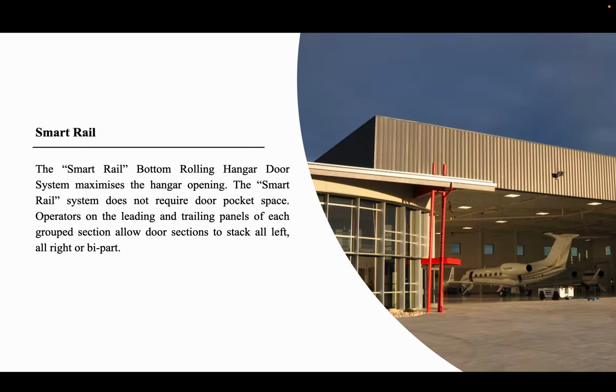Then we have the smart rail. It is an irony that the term rail is being used in airports, but yet it led to an innovation which is called smart rail. Smart rail is basically a bottom rolling hangar door system which maximizes the hangar opening. And the smart rail system does not require door pocket space. Operators on the leading and trailing panels of each group section allow door sections to stack all left, all right or bipart, so that we can increase the storage capacity of hangars. It is a very good way to increase the capacity with minimal usage of products.